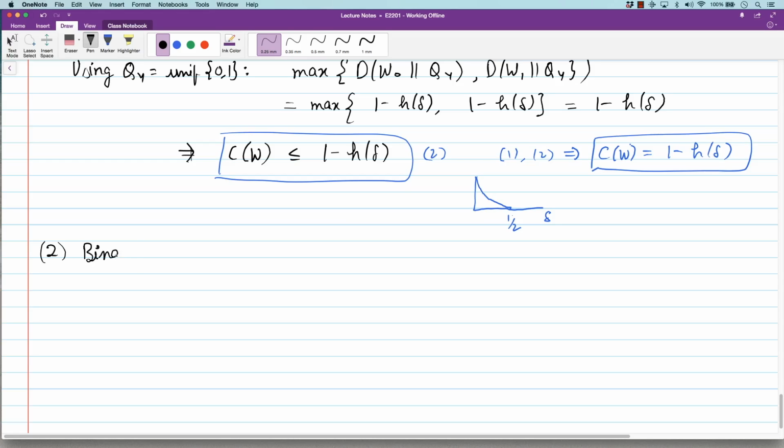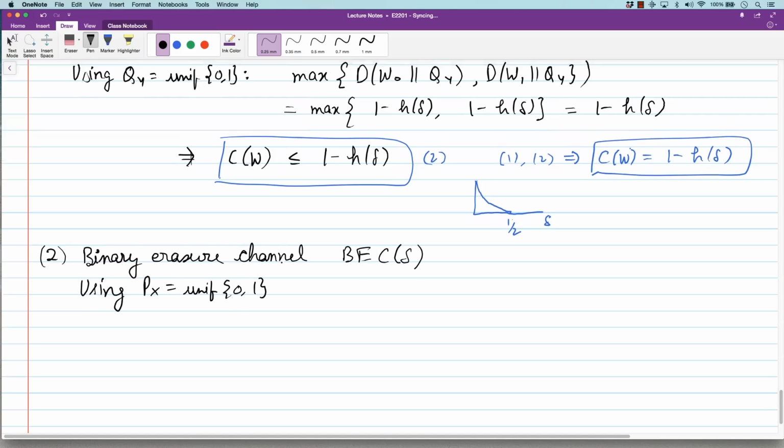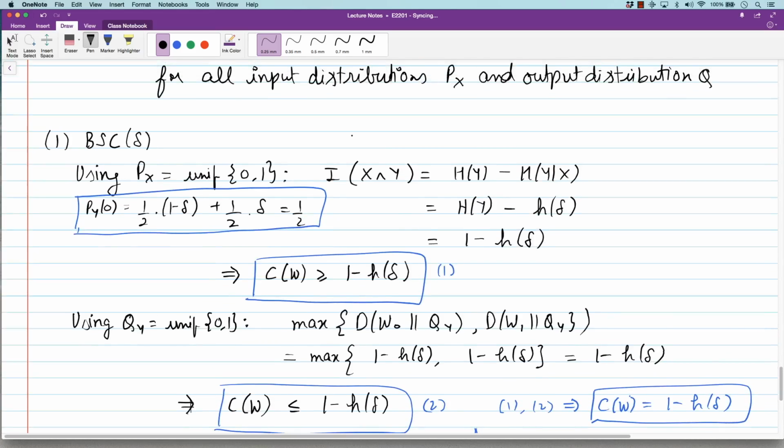Next, we go to the binary erasure channel. So we look at this BEC delta. Once again we'll use the same idea. We'll use the input distribution Px, the uniform distribution. By the way, you may ask why I'm using a uniform distribution. Here it is clear. It's not an arbitrary guess.